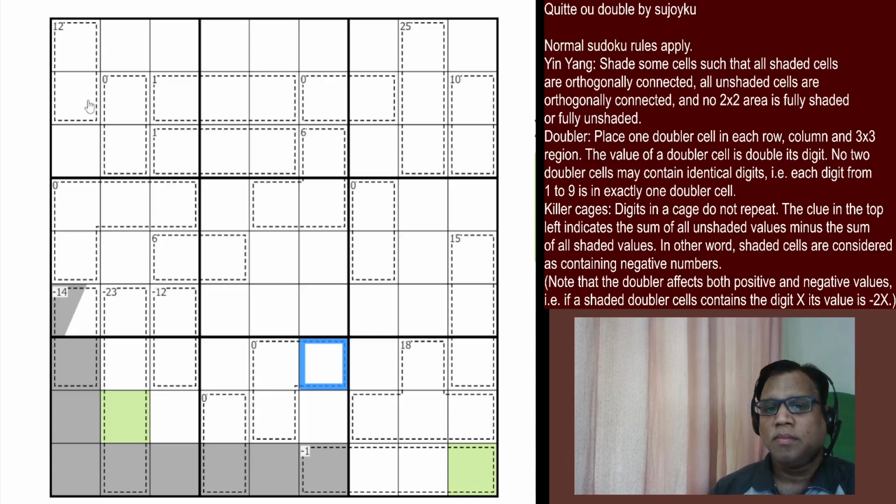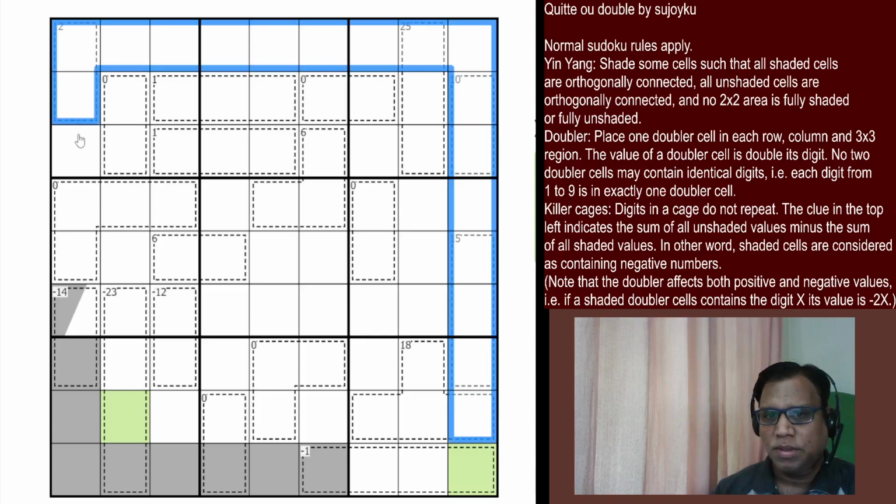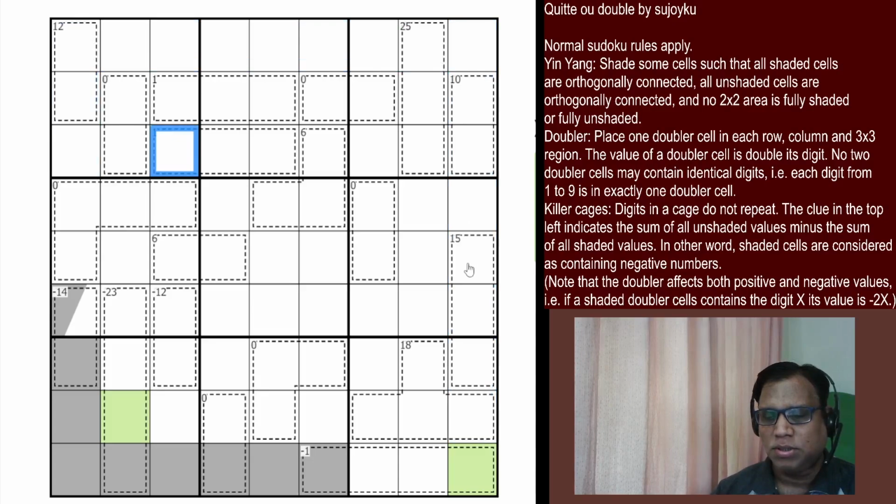You can have some shading here. So now I'm checking how far this unshaded area is going. But I don't think I can figure it out, because this could be unshaded, this could be shading, could be here, shading could also be in 15.